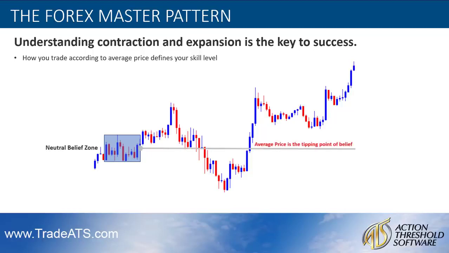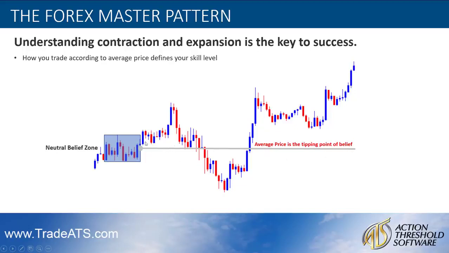What you want to find, if one is not currently happening in the very moment that you're trading, is to look back on the chart and find the last one so that you have a reference point to deal with. And that average price, which is going to be this line here, you're going to want to find the middle of that contraction and project that line forward to where you are at your actual price level. That's going to serve as your tipping point of belief.